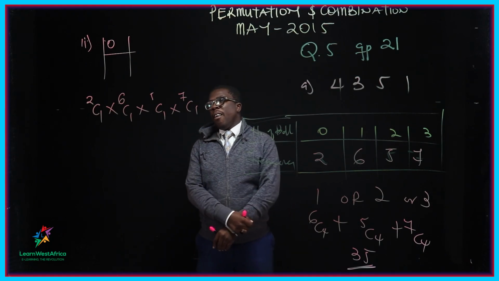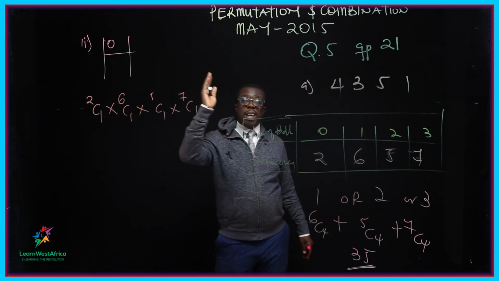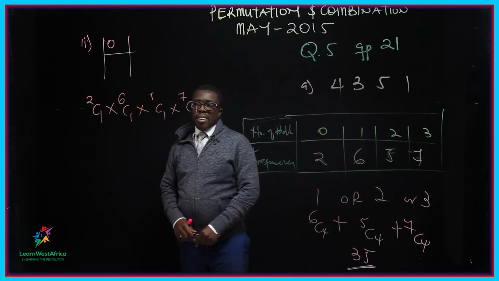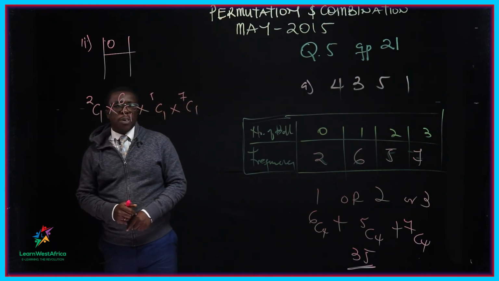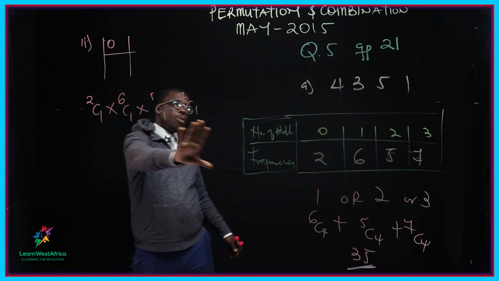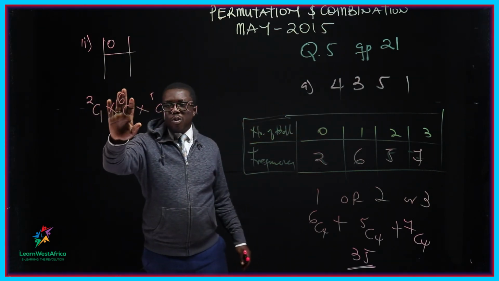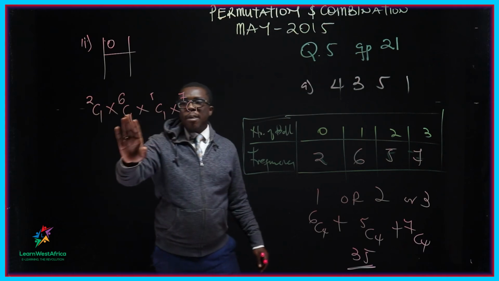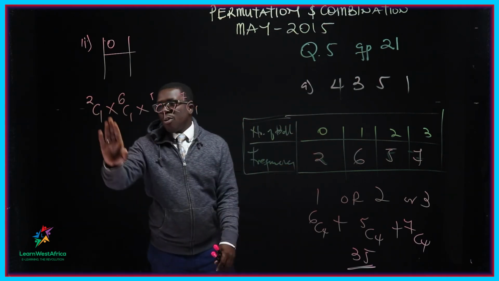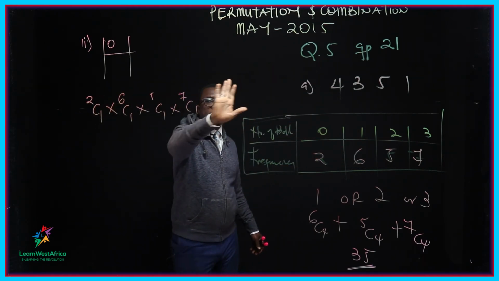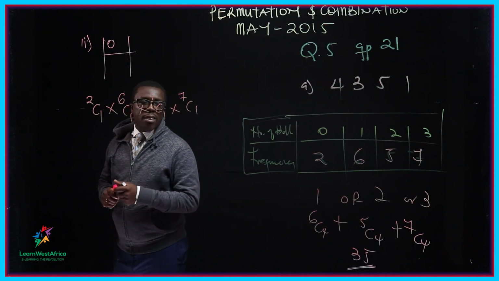All right? Okay, so we're going to have 2 times 6 times 5 times 7. That should be for us. So out of the 2 balls, we select 1 and the next one should come from there. 6 choose 1 and the next one comes from there. 5 choose 1 and 7 choose 1. So 2 times 6 times 5 times 7 should give you your answer for that.